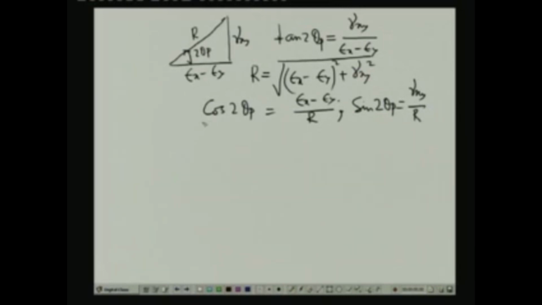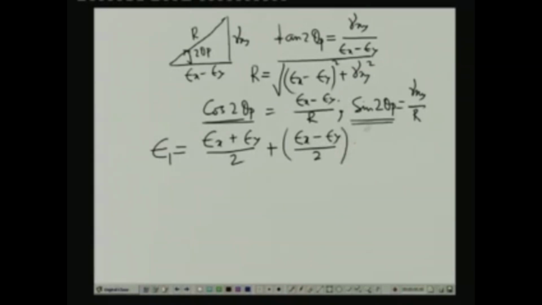Now, if we substitute the values of cos 2 theta p and sine 2 theta p in the expression for epsilon x dashed, that will give us the maximum value of the normal strain. Let us call that epsilon 1, and that is equal to epsilon x plus epsilon y by 2 plus epsilon x minus epsilon y by 2.